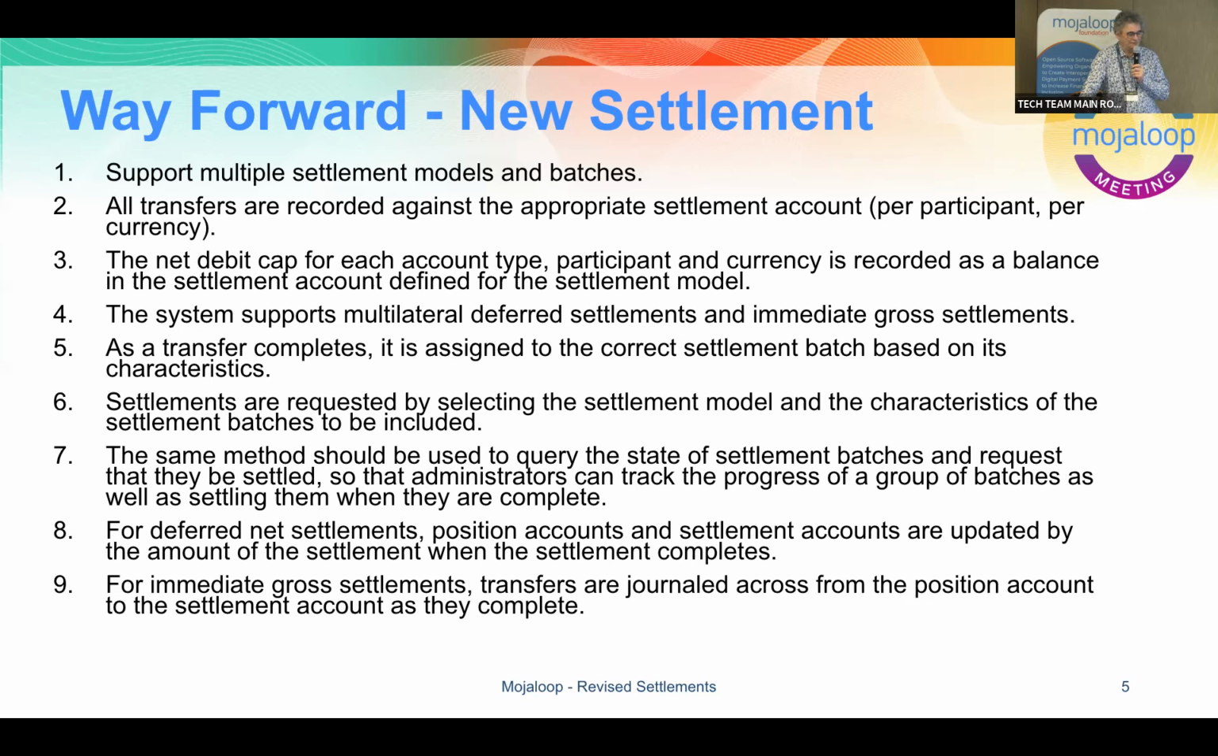That kind of thing. We want the same method used to query the state of settlement batches and to request that they be settled. So effectively, we would like people to be able to define a set of batches, to look at the contents of those batches in real time as they're being updated, and eventually to take the same batch and say, I'm happy with that, I want to settle it now.